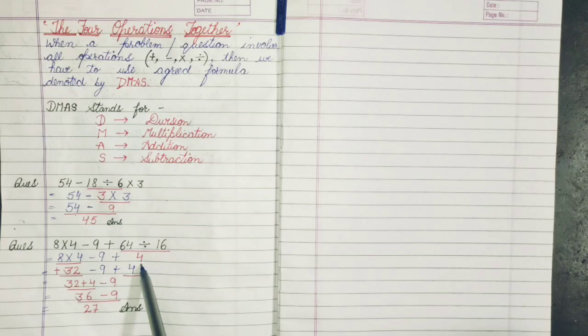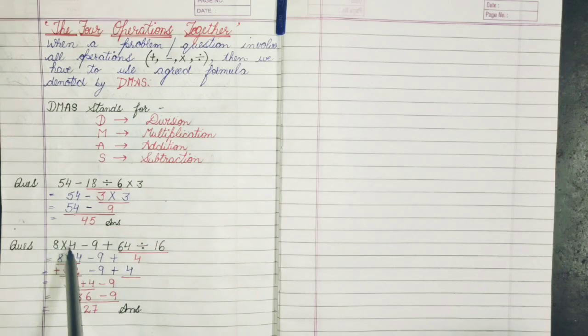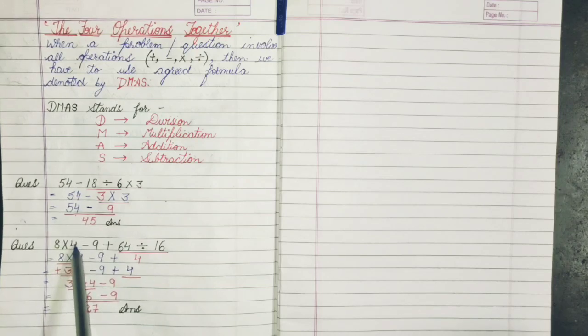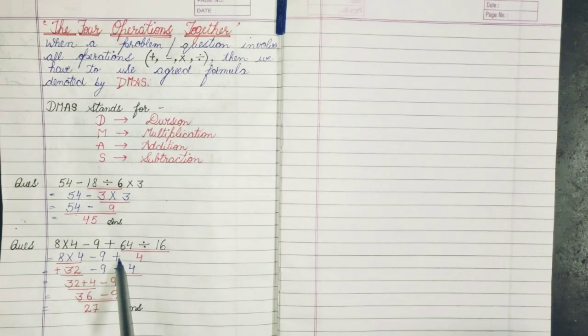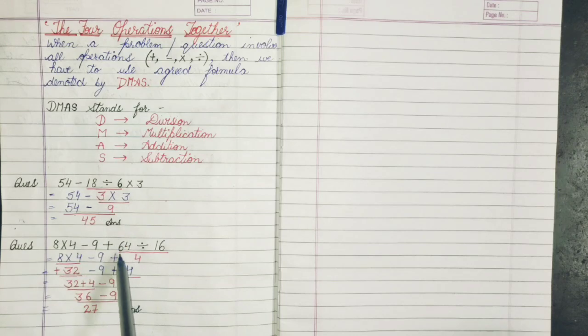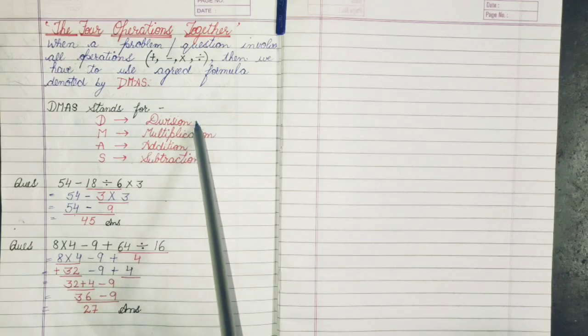Our next step is, after doing division, all those numbers and signs which are there in the question, we will copy the same. 8, multiply, 4, minus, 9, plus. But you remember, class, we never copy the underlined numbers. So instead of that, we have written here 4. Now, the first step is clear, that is division.